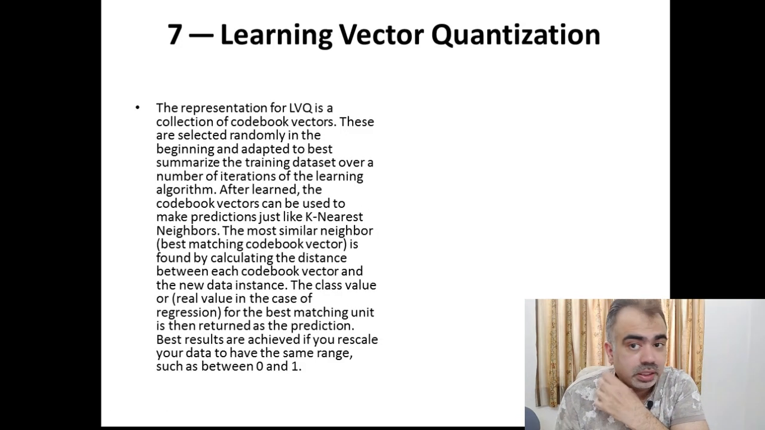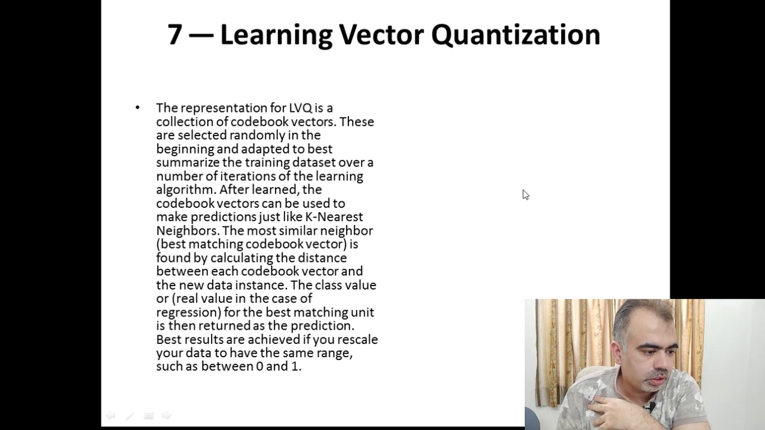Learning vector quantization is again a very important algorithm used in machine learning. It is also termed LVQ for short. LVQ is a collection of codebook vectors. These are selected randomly in the beginning and adapted to best summarize the training data set over a number of iterations of the learning algorithm. Basically here you club the data in the form of vectors. Let us suppose there is so much data, so we put it in a vector rather than take it as it is; this is how we can reduce the iterations also.